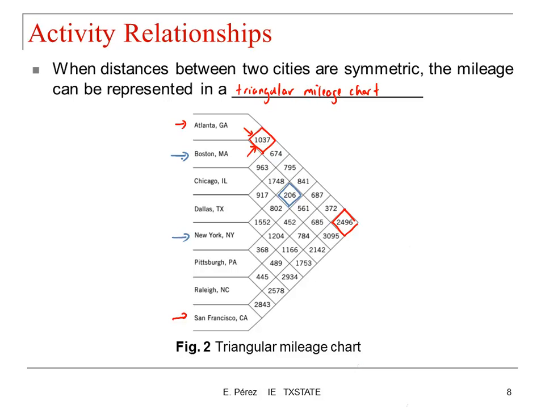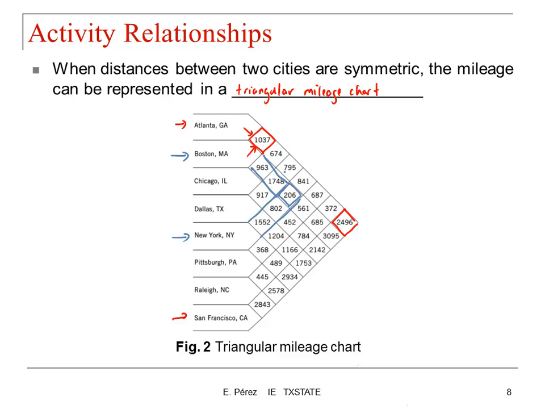I just don't want you to get confused. If you follow those lines, you'll find the right distance between the cities. So one more time, you go up here and down here, and you'll find the distance between New York and Boston. Any questions? We're going to use this representation also later.